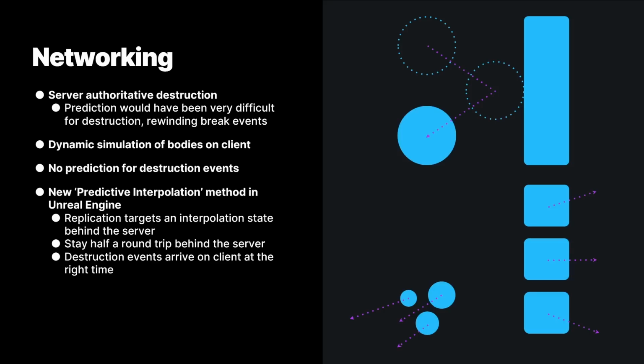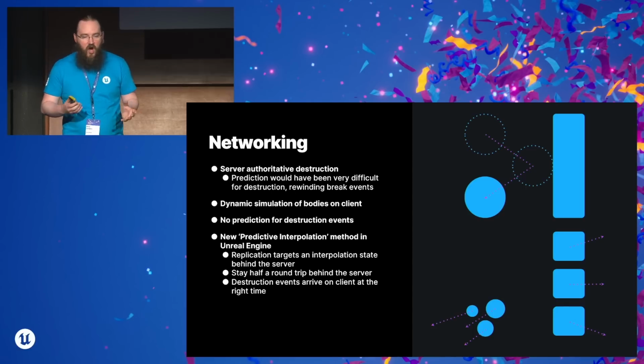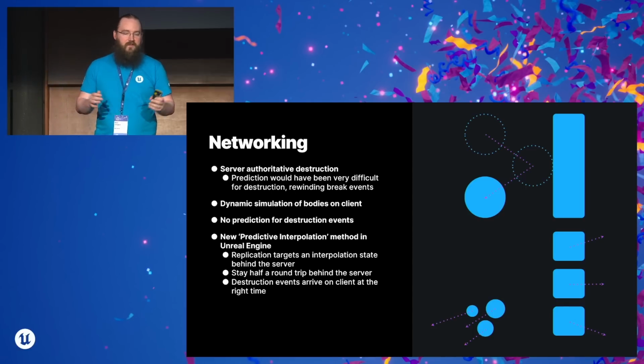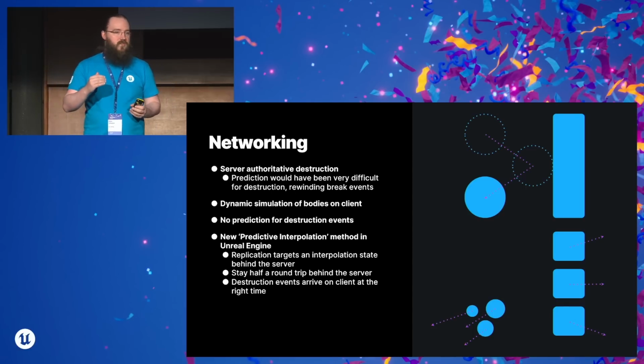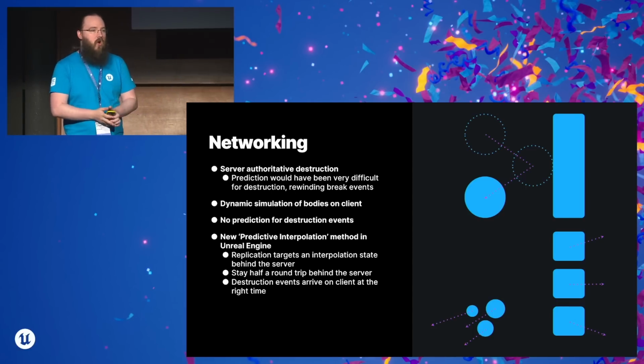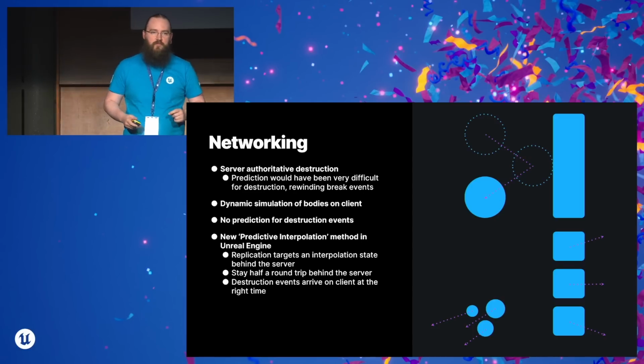Instead, we use a new predictive interpolation mode for our replication. We target a state that's slightly behind the server, roughly half of the round trip time, which means that the client receives the destruction events just in time, or at least very close to the time when they would have been correct.